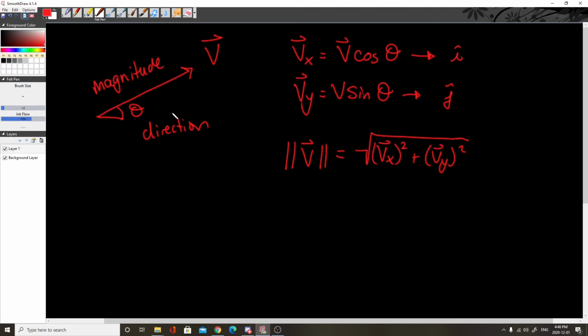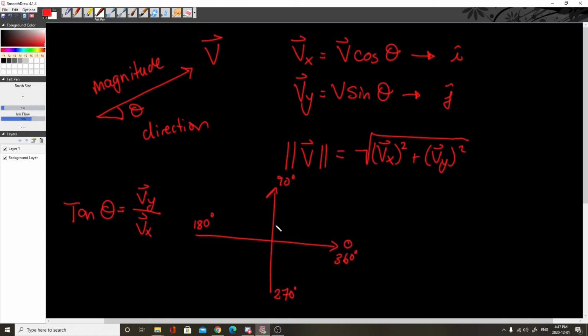To get your direction, it's a multi-step process. You first start by doing tan of theta is equal to your Vy over your Vx. And that gives you the angle with respect to the horizontal. But if we remember, we always measure our angle with respect to our positive x-axis. We need to take into consideration what quadrant our vector lies in. And depending on your quadrant, you will do one of the following.